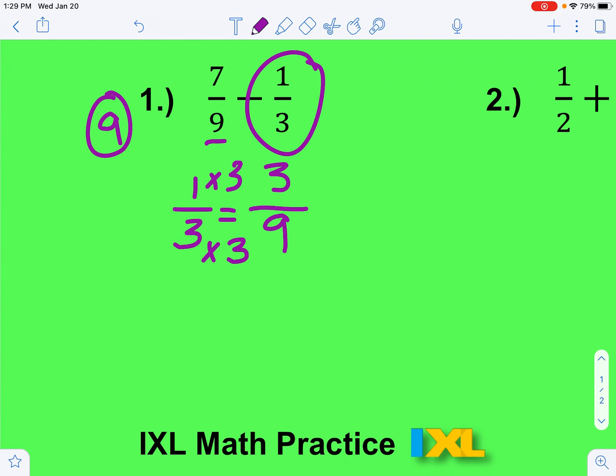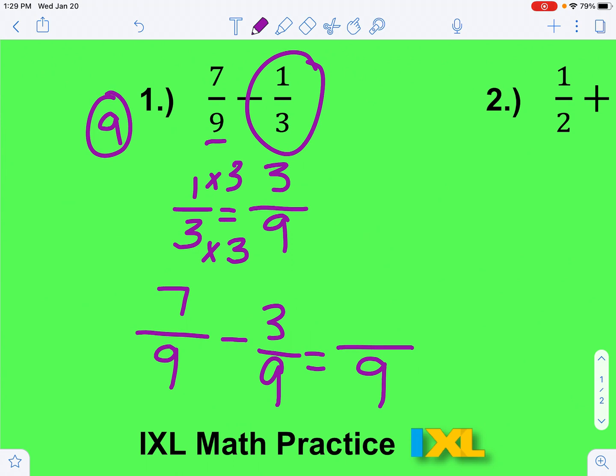Alright, so now we are going to subtract these. So I'm going to rewrite my problem. 7/9 minus 1/3, we changed to 3/9. And now we can subtract, since our denominators are the same. That means our denominator will still be 9. And then we subtract our numerators. 7 minus 3 gives us 4. And we can't simplify that, so we are all done.